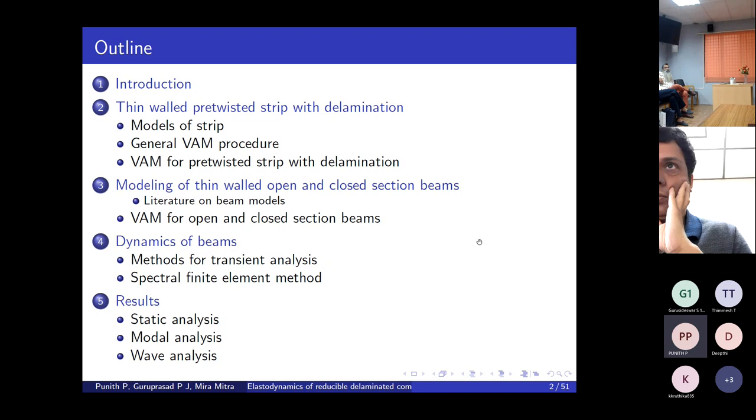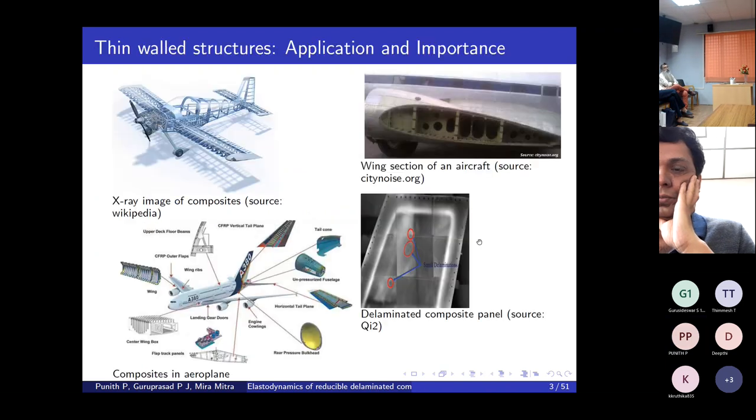Then I'll briefly explain the modeling method that we have followed in this work, and the method that we have used for the dynamic analysis of the pre-twisted strip and also of open and closed cross-section beams. Finally, I'll discuss some results that we have obtained in the process.